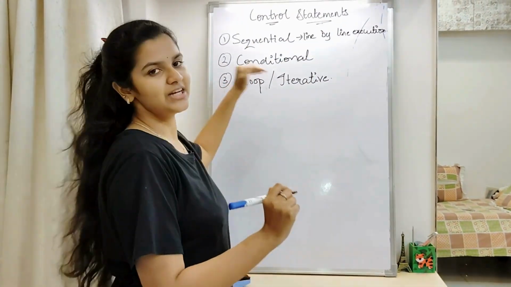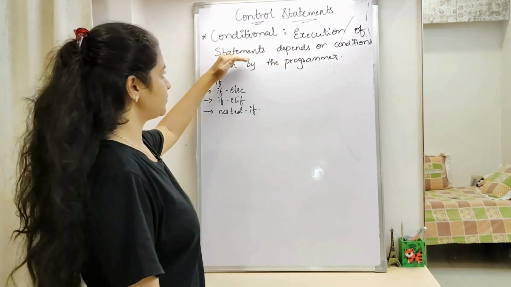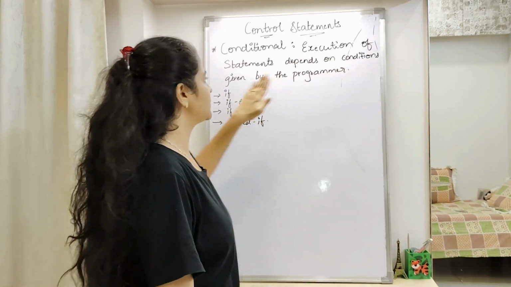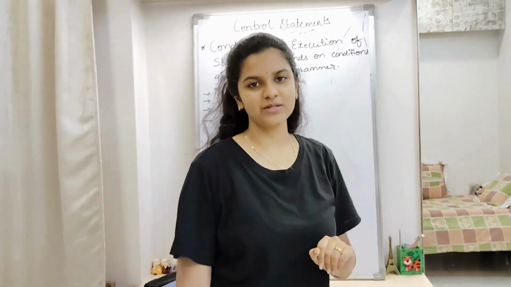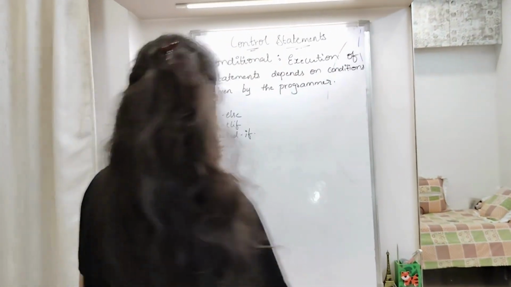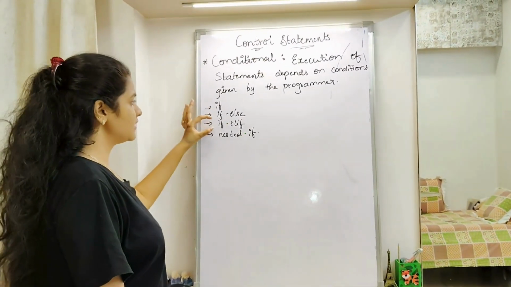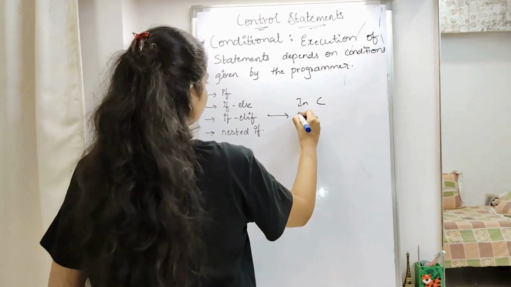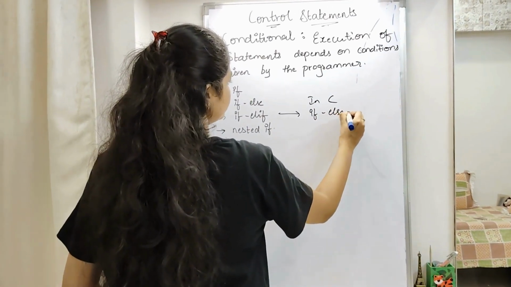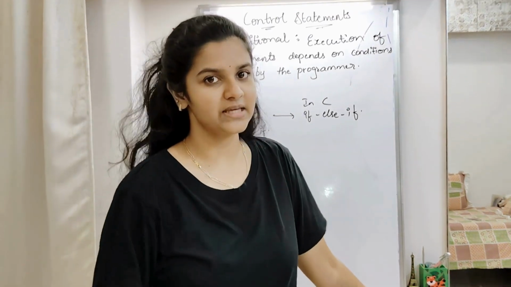Now let's see the conditional statements. The execution of the statements depends on the conditions given by the programmer. According to the conditions, the execution of the statements will be there. There are four types of conditional statements: if, if else, nested if, and in C it is if else if. The names are different but the functionality is same in both.